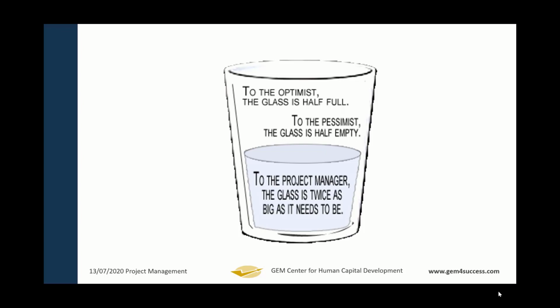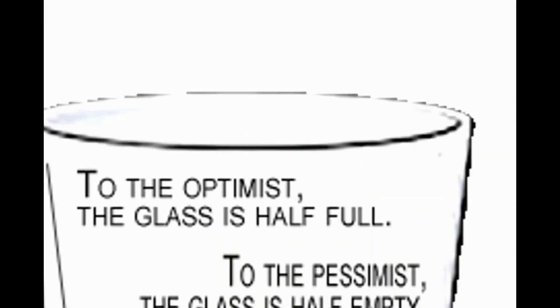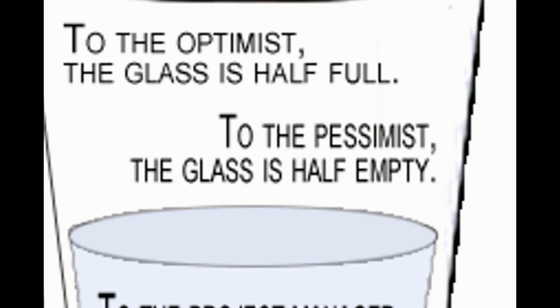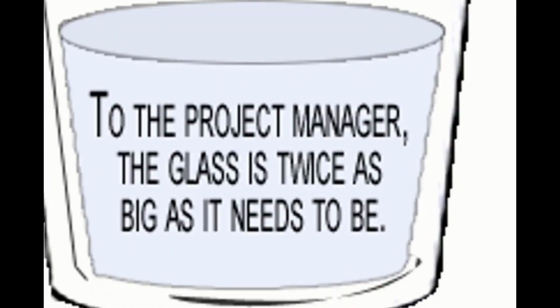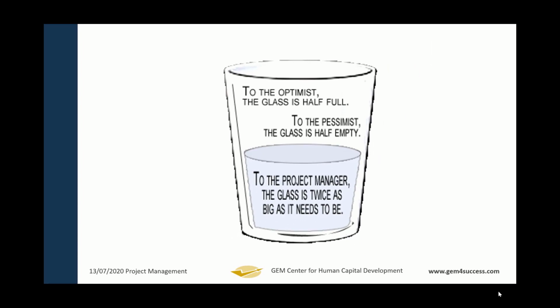So let's start with this simple illustration here. To the optimist, the glass is half full. To the pessimist, the glass is half empty. But to the project manager, the glass is twice as big as it needs to be. This is just a funny way to understand the concept of scope management.